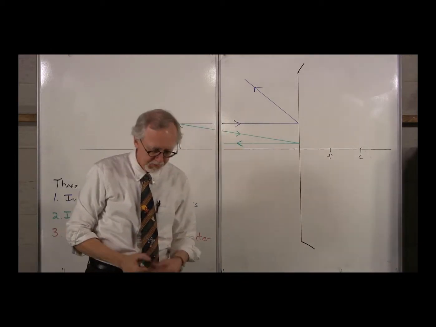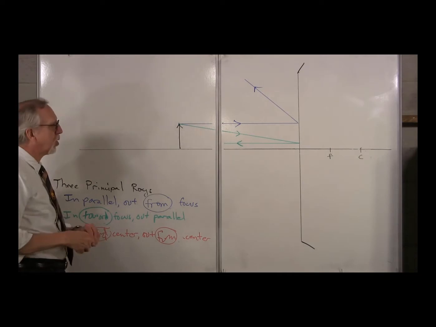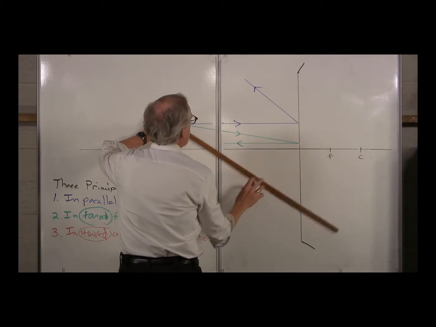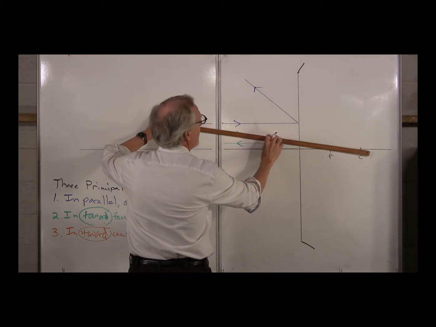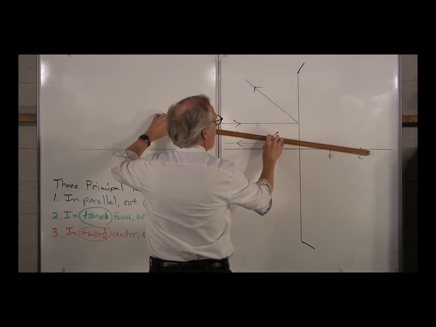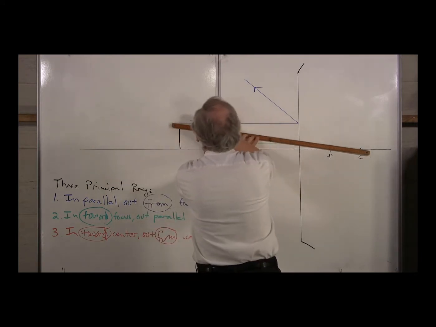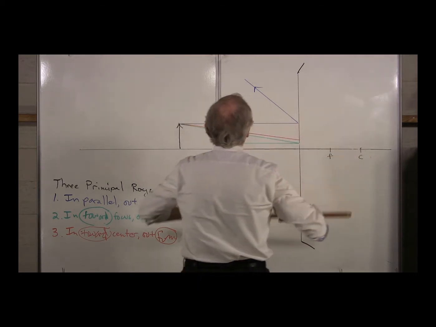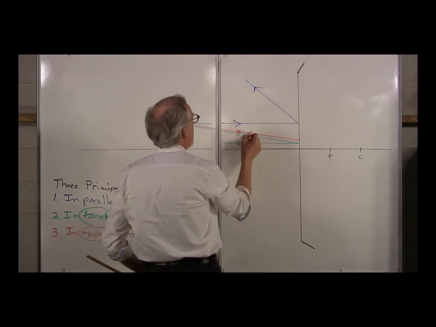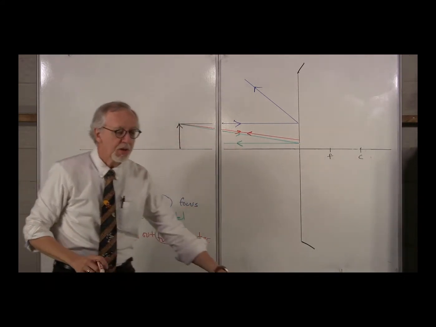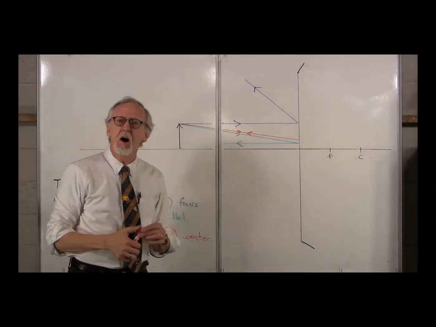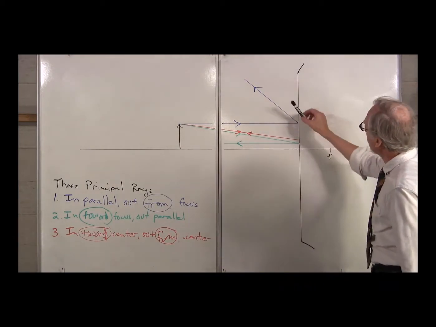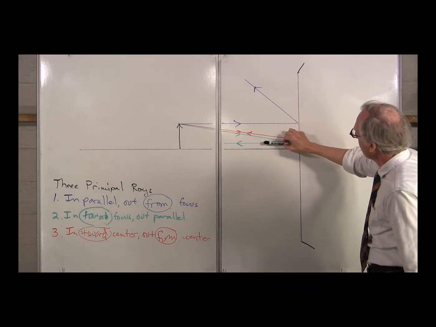Our third ray is then in toward the center. So from our object in toward the center. And then what does it do? It goes back out on top of itself. There we go. What are our three reflected rays doing? Here's one, here's two, here's three.